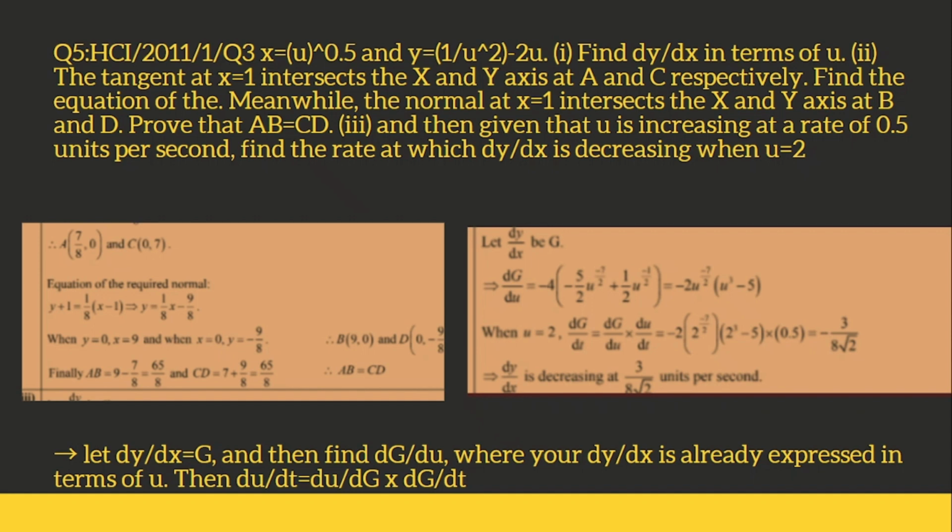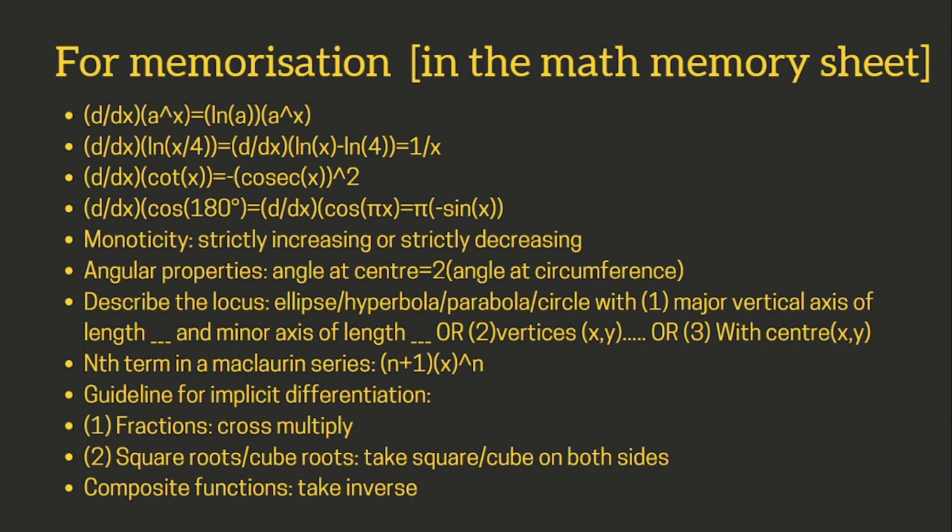So basically what happened with this question is that we let dy/dx be g, find dg over du, where dy/dx is already expressed in terms of u. Then we just use the chain rule, dg over dt equals dg over du times du over dt, to get the answer. So in conclusion, this is basically what you have to memorize for differentiation.